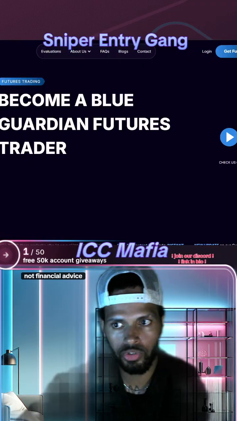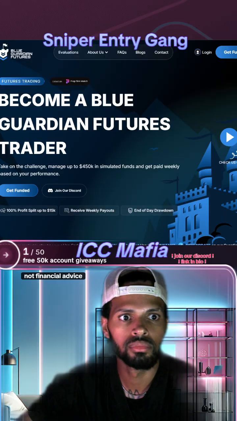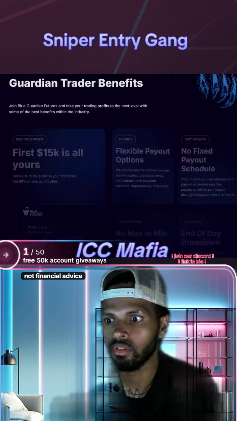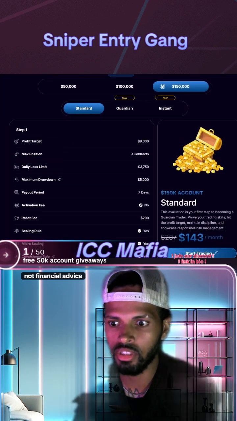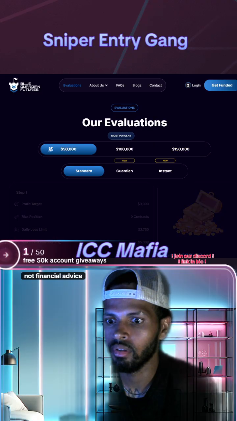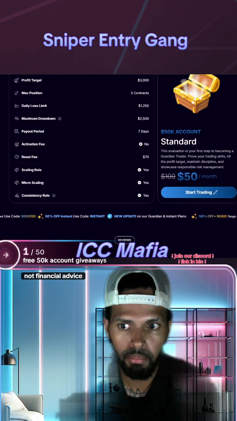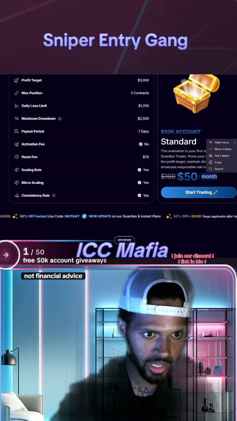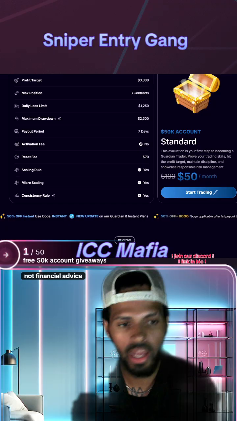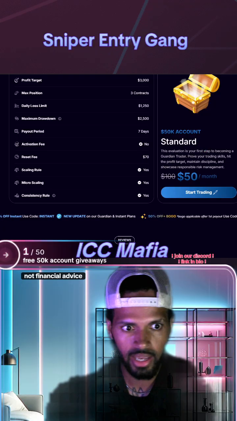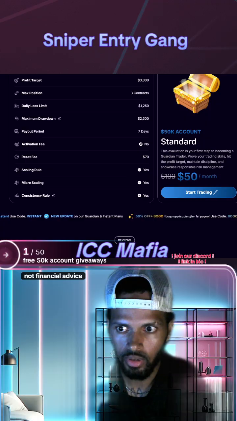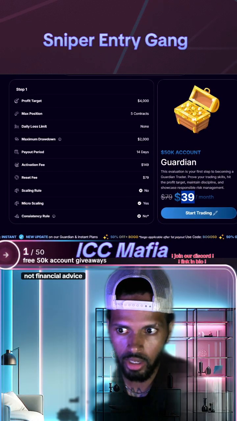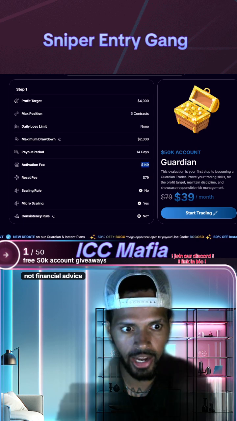So blueguardianfutures.com, right? Do their standard account, 50K account standard comes to 50 bucks. It says a month, but you'll never pay monthly. You will either blow the account or you're gonna pass the account before that month ends. So it's 50 bucks. Once you pass, you have no activation fee, right? So make sure you do standard, all right? Not Guardian, because Guardian is 40 bucks, but you have a $150 activation fee, right?